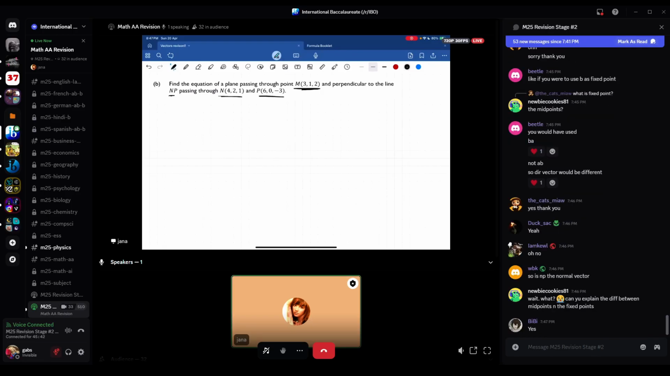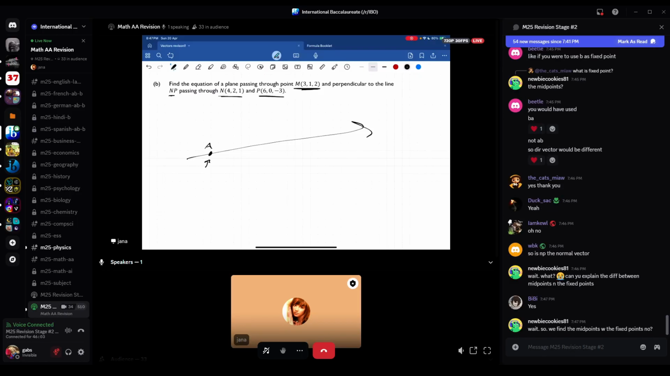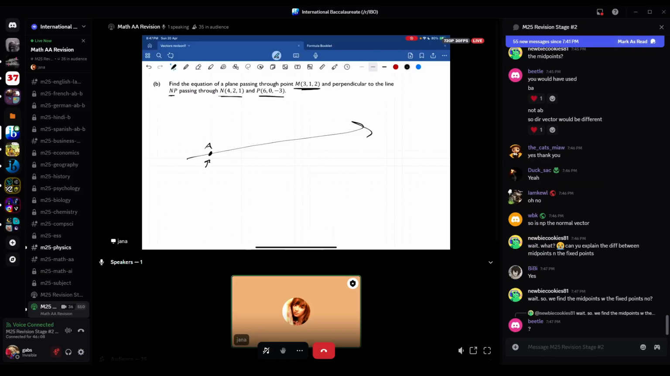Well, the midpoint is the middle between two things. So if you have A and B, and you have A here and you have B here, the midpoint is the middle. But if you have a line, a fixed point is just any point that you know is on the line. So A, that's my fixed point. I know that it's on the line. If you have two points, you can find the midpoint between them. But the two concepts are unrelated.